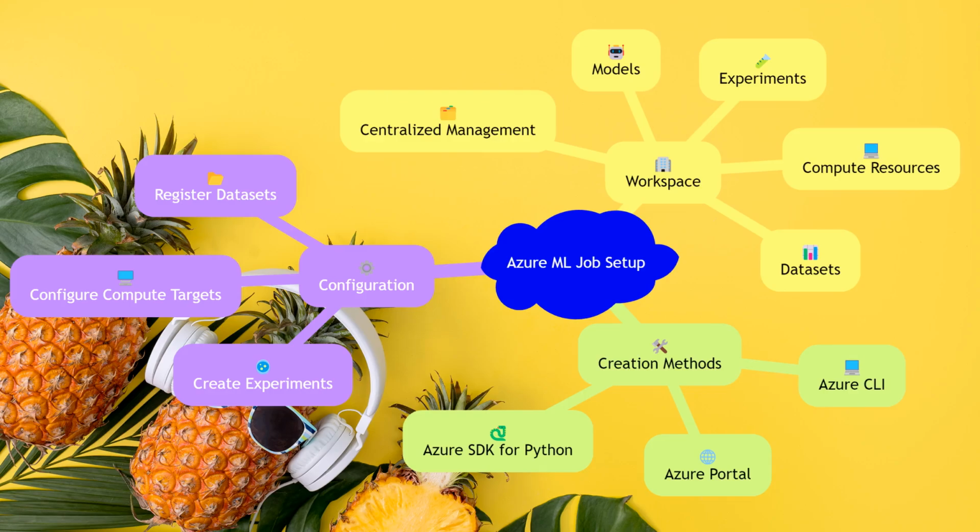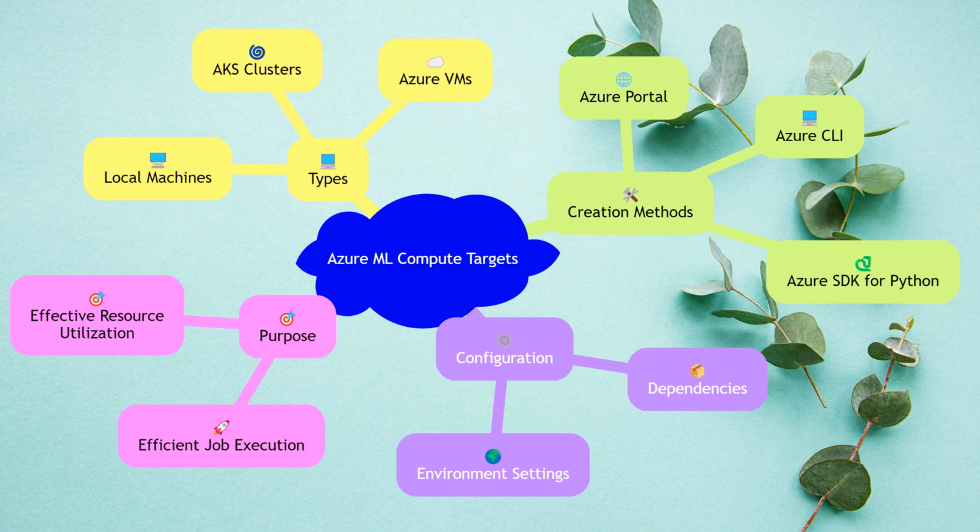Before triggering an Azure ML job, you need to set up an Azure ML workspace. The workspace is a centralized place to manage all the resources and artifacts needed for machine learning, including datasets, experiments, models, and compute resources. To create a workspace, you can use the Azure portal, Azure CLI, or Azure SDK for Python. Once the workspace is set up, you can register datasets, create experiments, and configure compute targets, which are essential for running jobs.